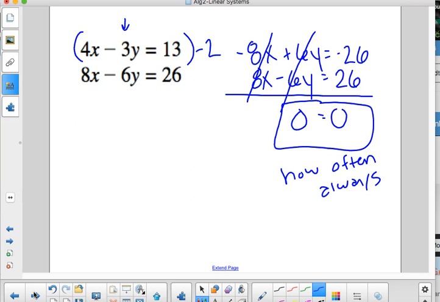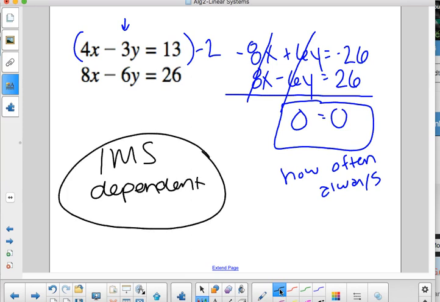So what type of system gives us always answers? Dependent. So our actual solution is infinitely many, IMS. 0 equals 0 means it's always going to give us an answer, which means we have infinitely many of them, so it is a dependent system. These lines, are they parallel or are they right on top of each other? Right on top of each other. So those rules are the same, regardless if you use substitution or elimination. If this had ended up being 0 equals 9, then what would our answer have been? Inconsistent, no solution. So those rules are the same, which makes it kind of nice.